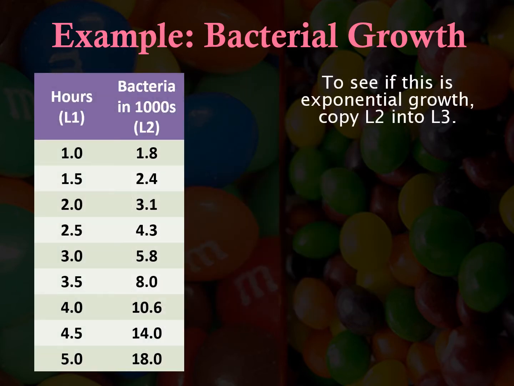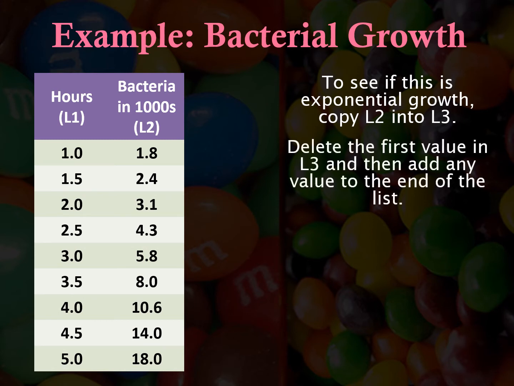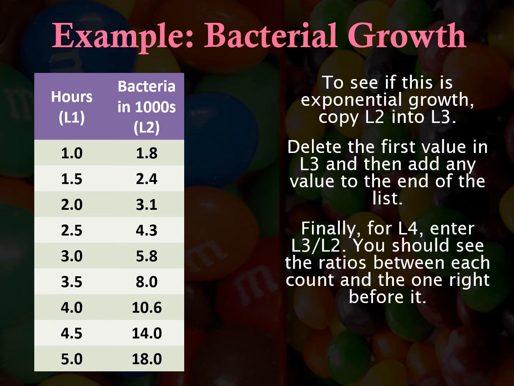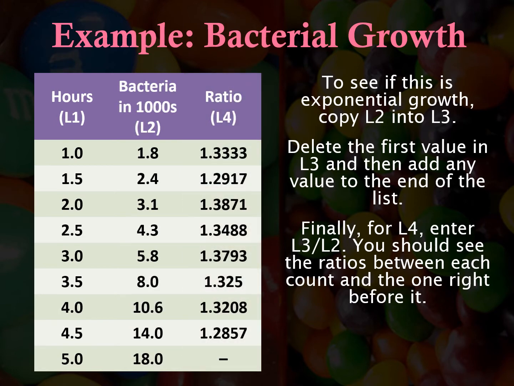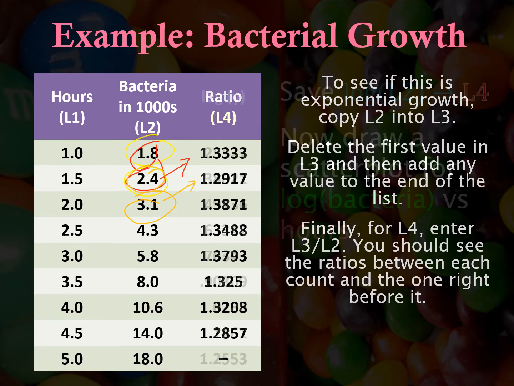Now let's see if this is exponential growth, and you don't have to do this. I'm just going to show you. Let's suppose I copy L2 into L3, delete the first value in L3, then add any value at the end. What I'm doing is I'm taking 2.4, dividing it by 1.8, and that gets me 1.33. I will do the same with 3.1 divided by 2.4, and that gets me 1.29. So notice the ratios are basically what you're doing to each y value to get the next y value. And you notice that they're very, very close to about 1.3.